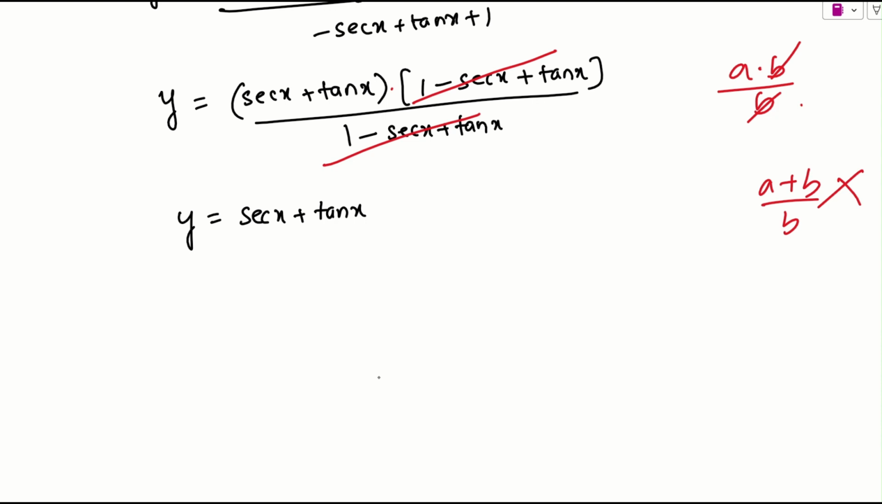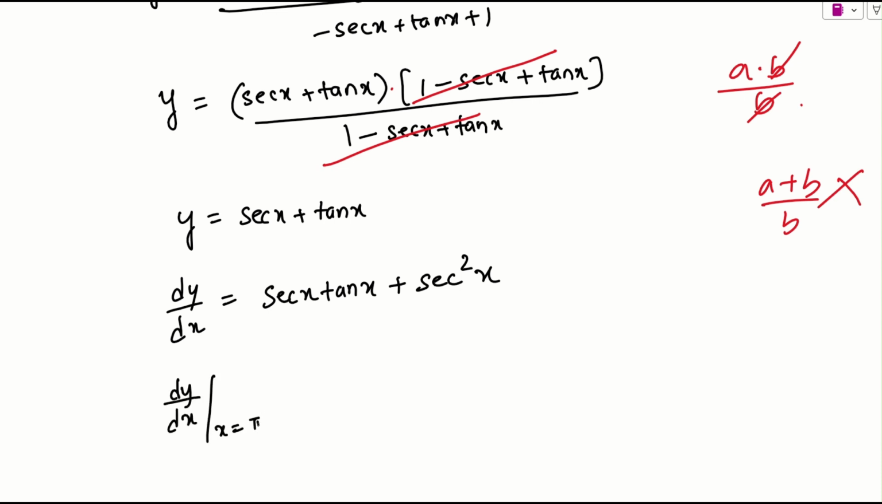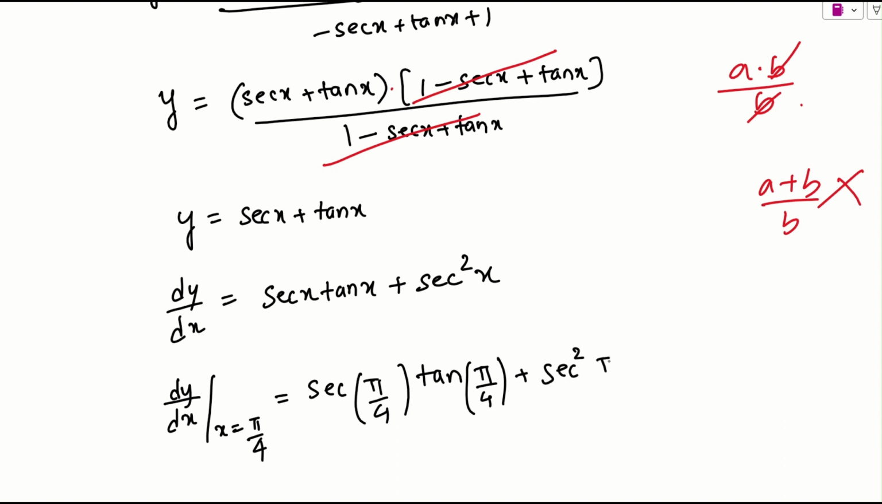So now what should we do? They are asking dy by dx at x equals pi by 4. So differentiate this function. We know the derivative of secant x is secant x tan x, plus the derivative of tan x, which is secant square of x. We need to find dy by dx at x equals pi by 4, so let us substitute: secant pi by 4 into tan pi by 4, plus secant square pi by 4.